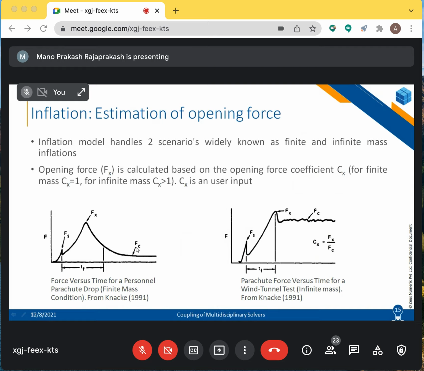So here, if the user wants to model the parachute using a finite mass condition, the outputs are going to look something similar to this. If I want to model an infinite mass condition, then the parachute force profile is going to look like this. Now I'll tell you what these finite and infinite mass scenarios are. Finite mass is when the parachute size is good enough to cause deceleration of the payload in consideration, and then it is called a finite mass.